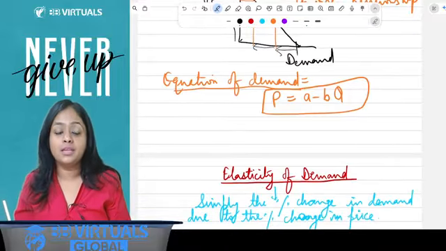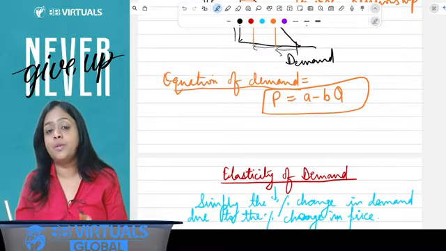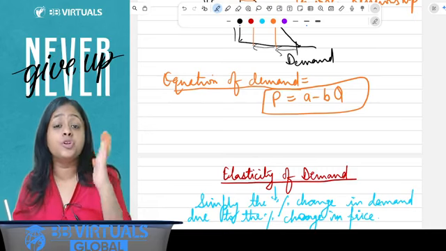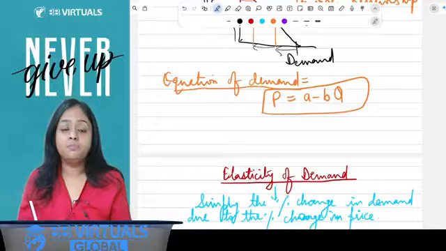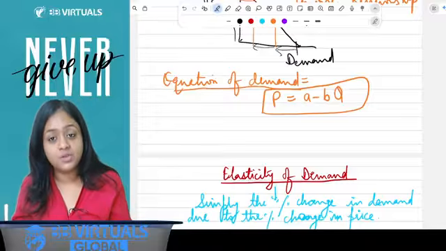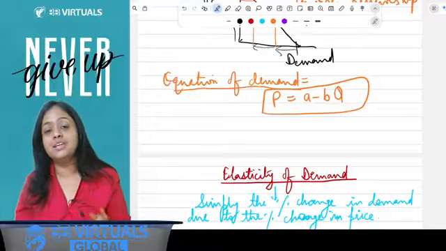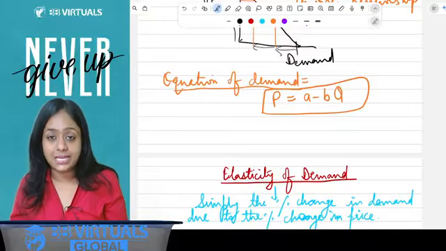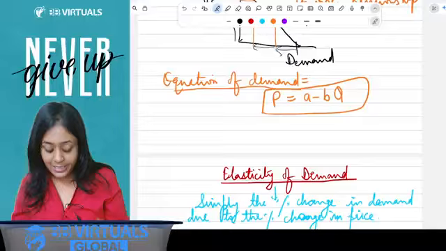The equation of the demand is the basic default equation that you cannot afford to forget: P = A - BQ. But don't worry, ACCA is going to provide you this in the help section. So even if you forget, refer over there.